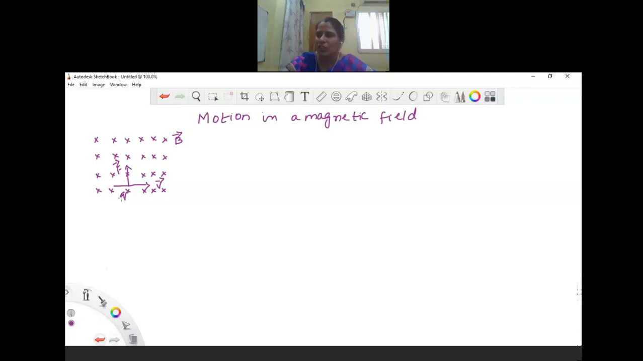This is very important, children. The force is always towards the center. Force is always towards the center, and we can also say that this is a radial force.